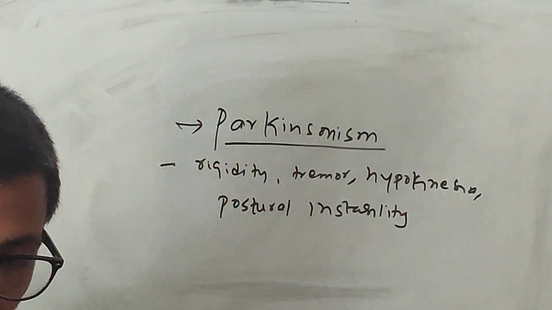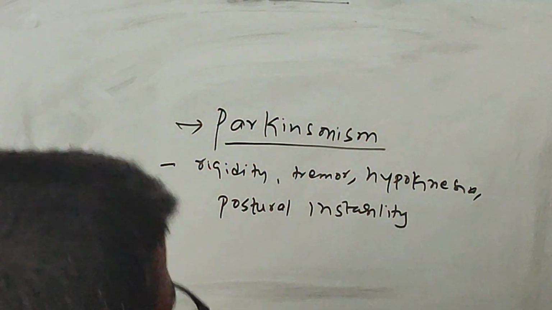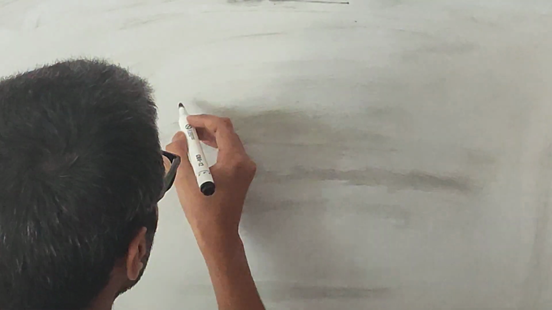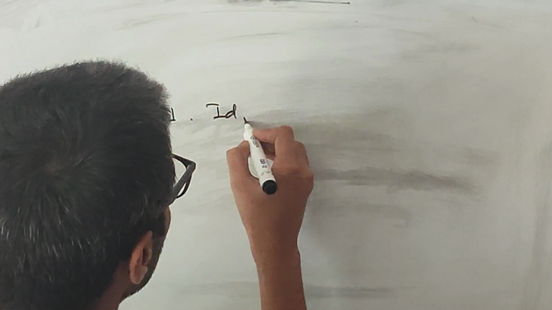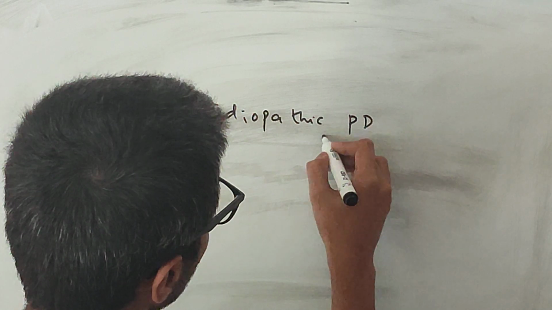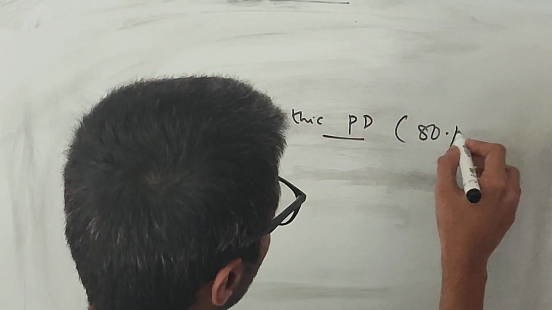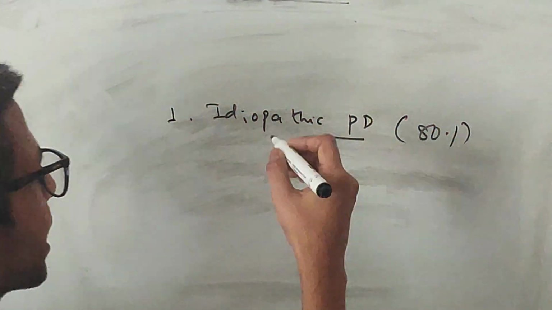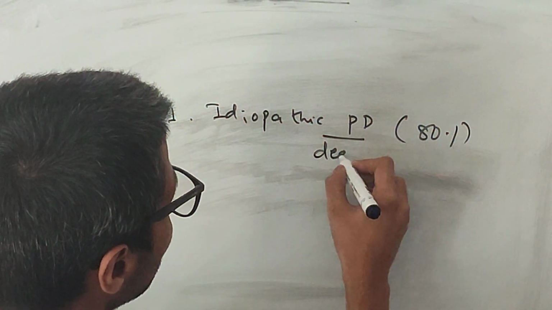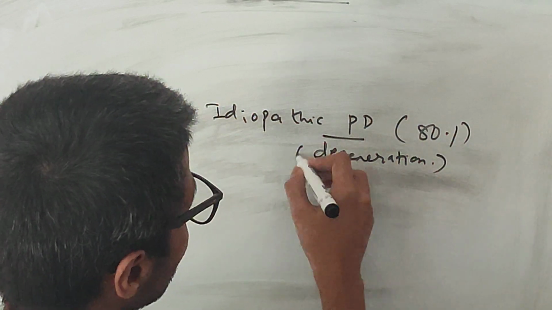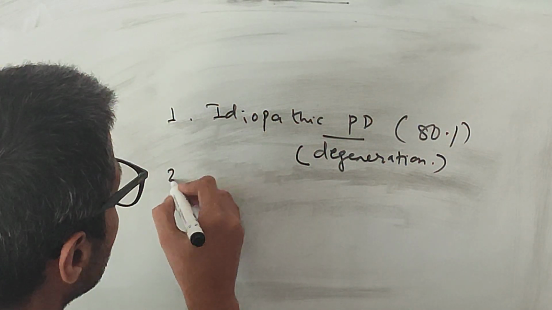So what are the causes of Parkinsonism? Number one is idiopathic Parkinson's disease. Idiopathic Parkinson's disease accounts for 80% of the cases of Parkinsonism. As the person ages, there is degeneration of the nerve fibers, the striatonigral neurons, that leads to idiopathic Parkinson's disease.